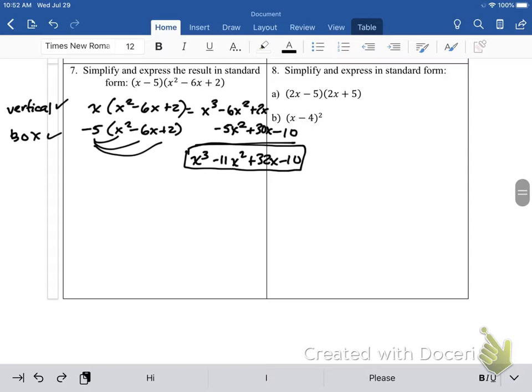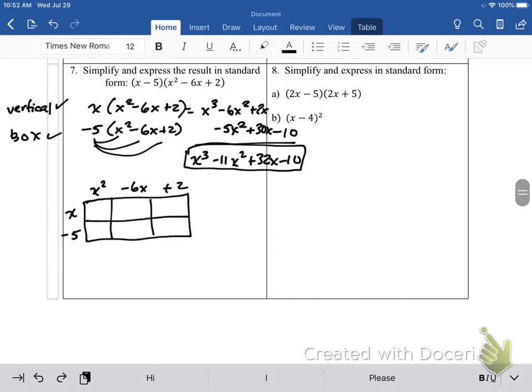Some people like to do the box method as well. It's just a different way of organizing it. So if I know that I have 3 terms in one and 2 terms in the other, I'll organize it in a grid, 1 term per row or per column. So I'm just going to separate this a little bit. And then I'm just going to do the multiplication in the box. So x times x squared is x to the third, 6x times x, and so on. I'm going to get the same 6 terms, right? Because we said there has to be 6.